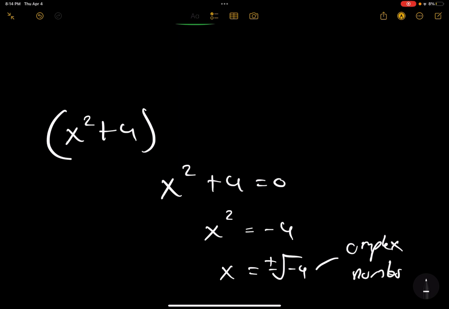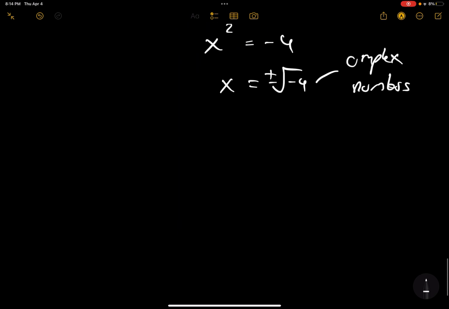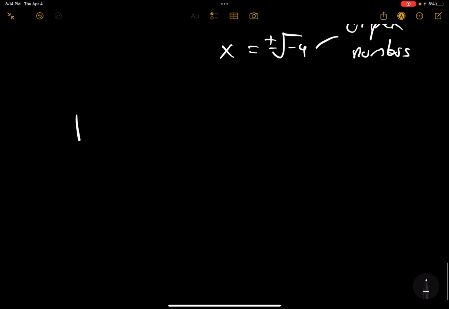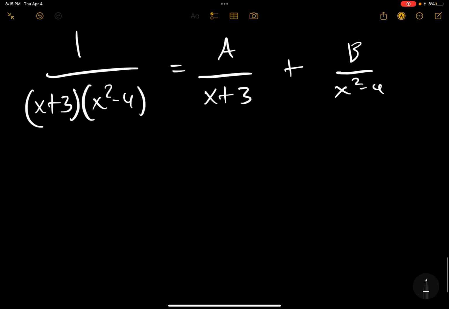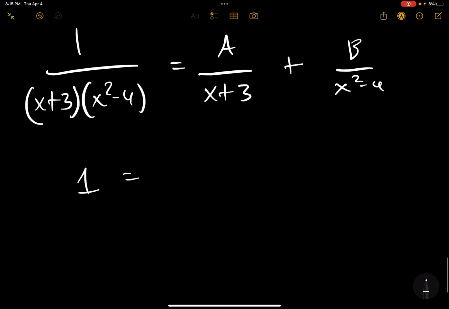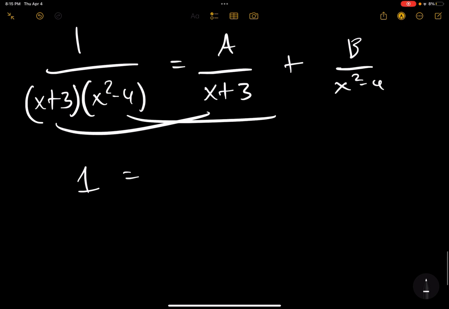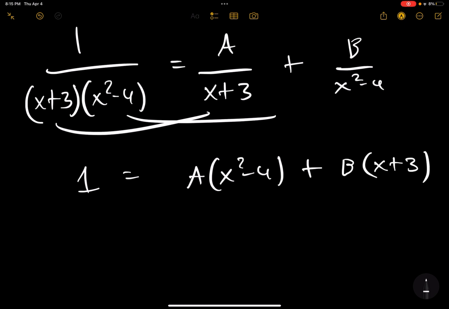Sorry for my writing. Okay, so what we have to do in this situation, assuming we've already factorized fully, if we have x plus 3 and x squared minus 4, we just do the same thing as we've done before: a over x plus 3 plus b over x squared minus 4. Now, once we multiply everything to the other side, we get a(x squared minus 4) plus b(x plus 3). There's only a simple catch to this.